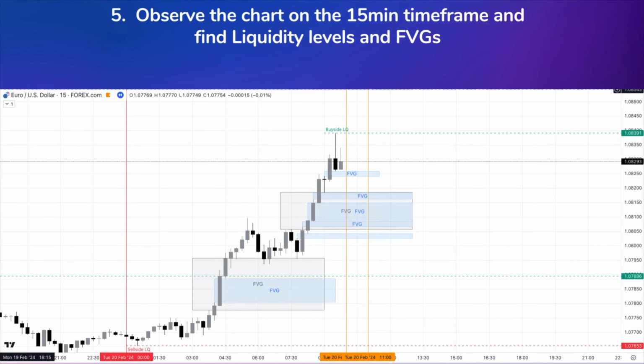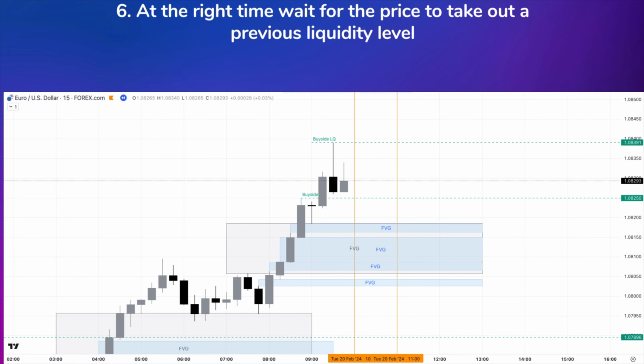Here you can see the chart's movements on the 15 minutes time frame a little bit more zoomed in so that you can really observe the different fair value gaps and liquidity levels. Number 6. At the right time, wait for the price to take out a previous liquidity level.